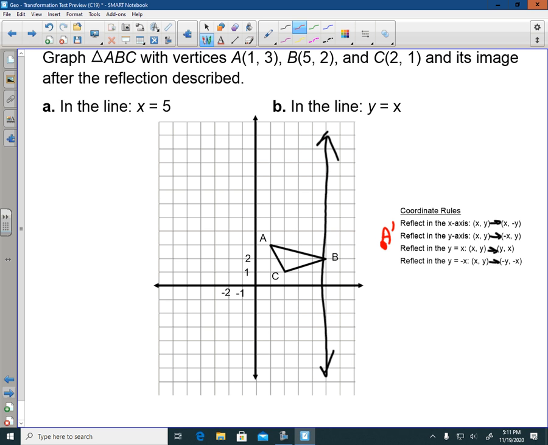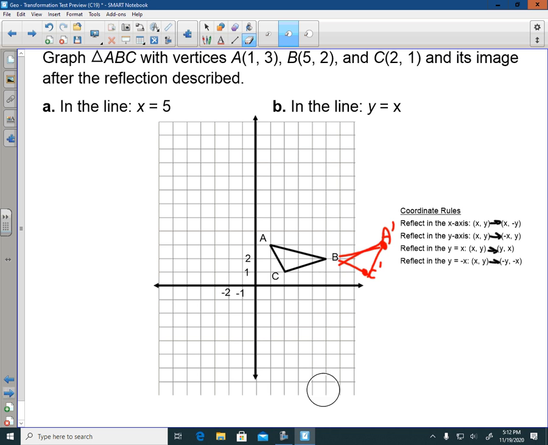B is right there on that line, so B and B prime are exactly in the same place. And then C is 1, 2, 3 away from x equals 5, and so 1, 2, 3-ish out the other side gives us C prime, and we have reflected, oh my gosh, Miss Wait, we've reflected that triangle over x equals 5. When you have horizontal and vertical lines, counting is a great way to get after this.